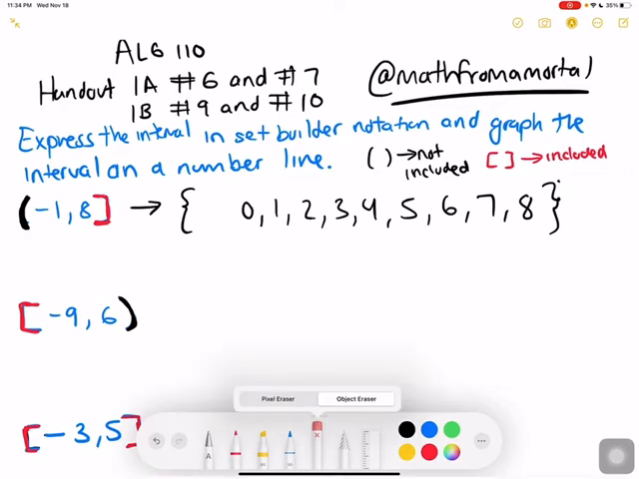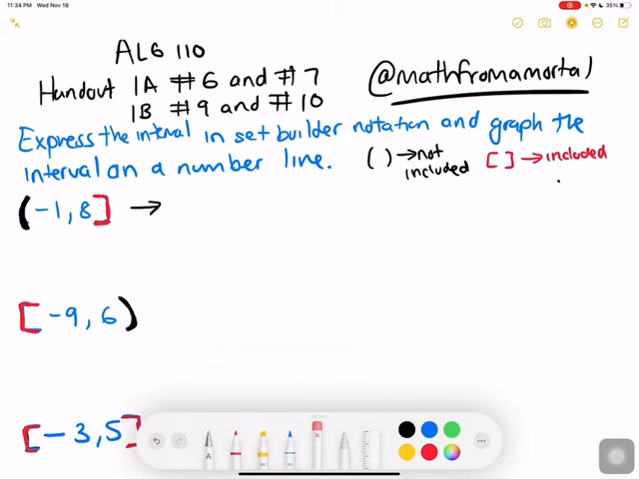I'm going to erase this because what it wants us to convert it to is set builder notation. So we basically want all of the numbers that are in between -1 and 8, not including -1, but including 8. How are we going to denote this as set builder notation? The answer is going to be x. Why x? Because there's a lot of numbers, as you saw a couple seconds ago, it can be 0, 1, 2, 3, 4, 5.